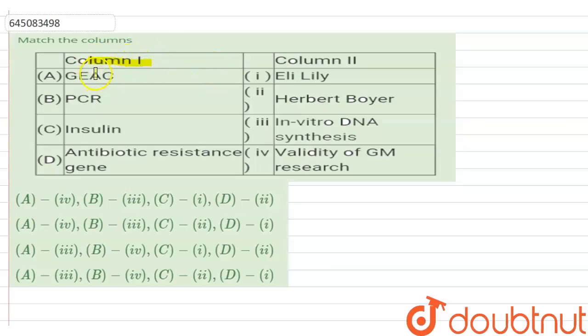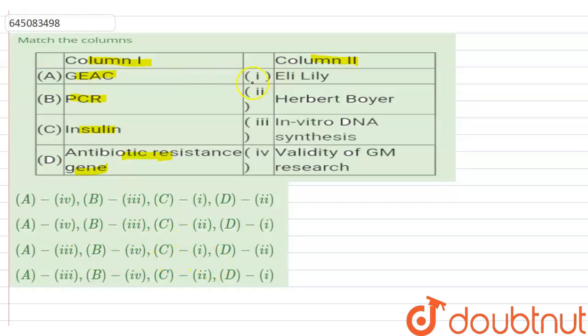Hello students, our question is match the columns. Column 1: A, GEAC; B, PCR; C, insulin; D, antibiotic resistance gene. Column 2: first, Eli Lilly; second, Herbert Boer; third, in vitro DNA synthesis; fourth, validity of GM research. The options are A fourth, B third, C first, D second; A fourth, B third, C second, D first; A third, B fourth, C first, D second; A third, B fourth, C second, D first.